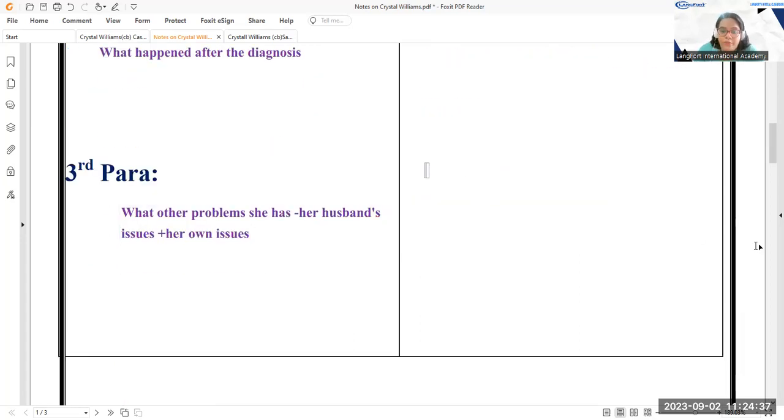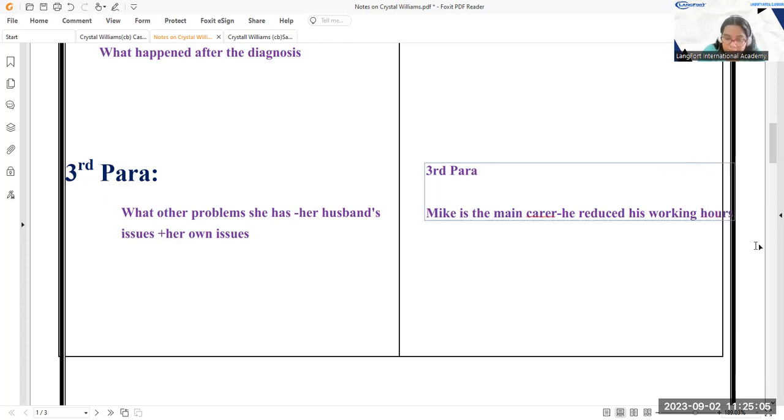Now, in the third paragraph, you can talk about her husband's issue. What did Mike do? Mike is the main caregiver, the main carer. He reduced his working hours. Then what else? He is unable, he cannot take care of her. You can mention that.